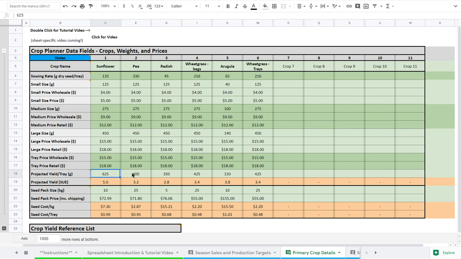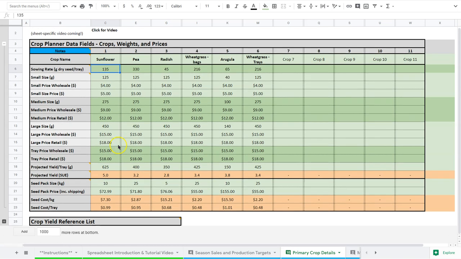So what we have here is a model. And in order to make our model more accurate, we need to be revising it all the time. And really, the only things we're going to look at revising are going to be our projected yield and maybe our sowing rate, because we may find we're using too little or too much seed, or as we get a new batch of seed in, it requires a different sowing rate than the seed before.